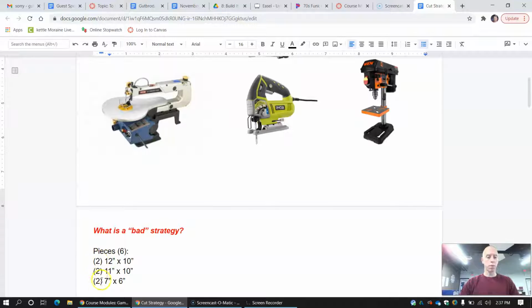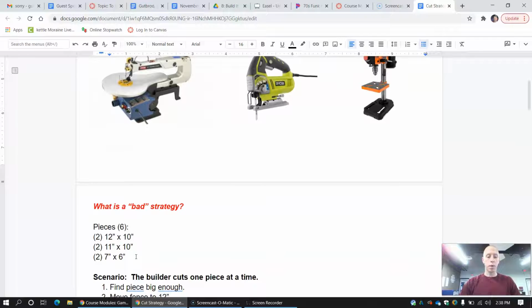That's what the two represents: two of these, two of those, two of those. So 12 inch by 10 inch, two of those, 11 by 10 inch, two of those, 7 by 6 inch, two of those. Imagine that for every single piece, they went and found a piece of wood somewhere on the shelf, and then cut each piece individually, put their name on it, and so on. Now, this is a common scenario that I see people do, especially if they go on without a strategy.